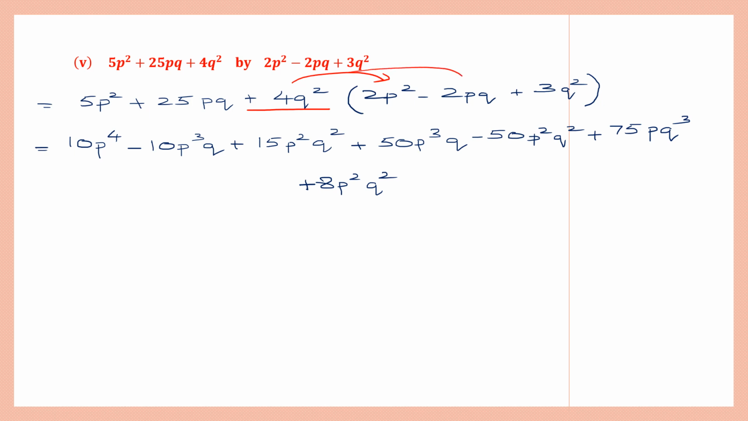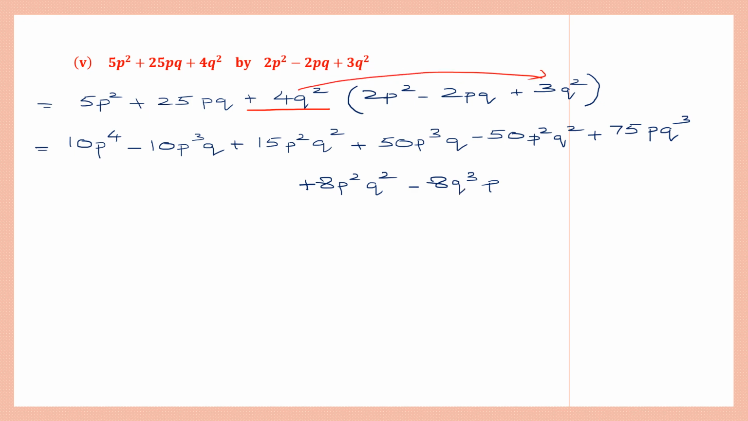Now multiply this with the next term. So the sign is plus into minus, minus. The number, 4 2s are 8. Then we have a q square and a q, so that makes it q to the power of 3, and we have 1p.